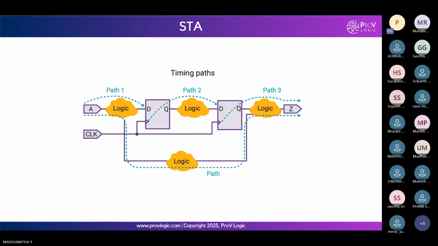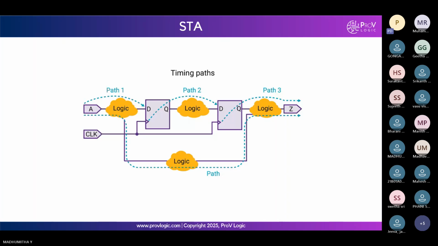So these are the 4 types of timing paths. I will type this as well. In to reg, this is how we call it. Reg means register, flip-flop, okay? Reg to reg, reg to out, and in to out. So these are the 4 types of timing paths.